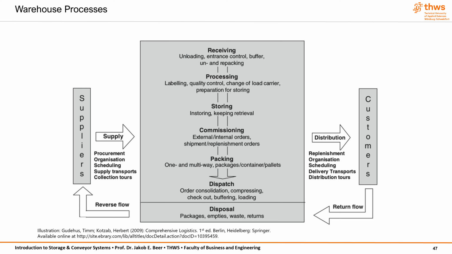Especially in high-throughput environments, automation can play a major role here. Automatic label applicators, pallet inverters, or check weighing stations are examples of equipment commonly found in processing zones. After processing, the next stage is storing. Storing means physically putting goods into the warehouse storage system. It's not just about putting items somewhere, it's about putting them in the right place, in the right way, according to a defined strategy. Storage strategies can vary.